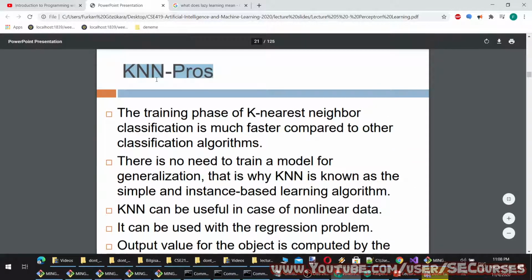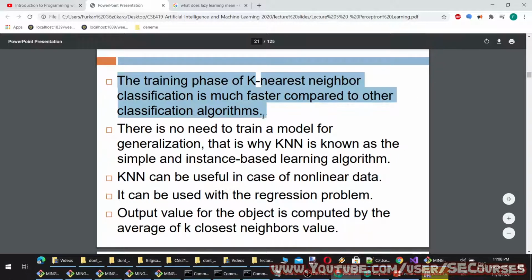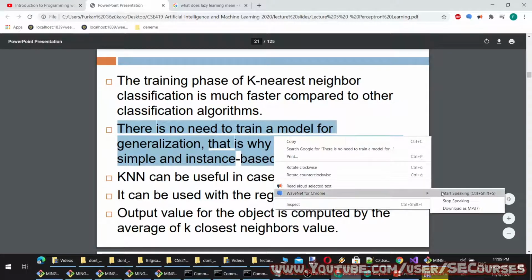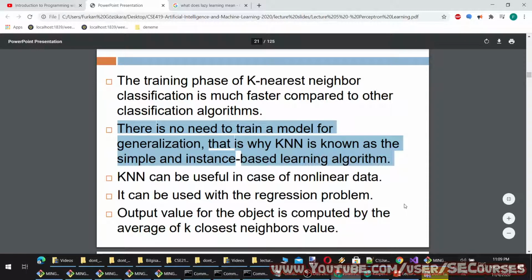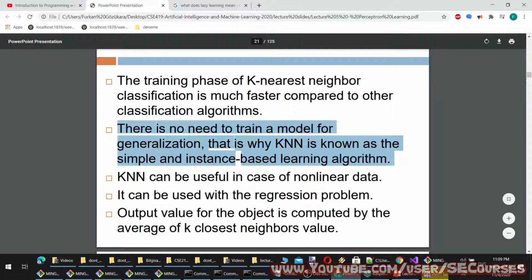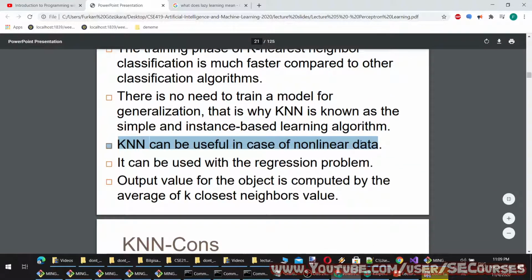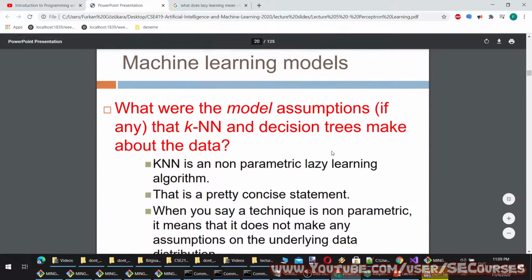So the positive sides of KNN. KNN-Pros. The training phase of K-nearest neighbor classification is much faster compared to other classification algorithms. There is no need to train a model for generalization. That is why KNN is known as the simple and instance-based learning algorithm. KNN can be useful in case of nonlinear data. So this is important. It can be useful in nonlinear data, a data that cannot be linearly separable.